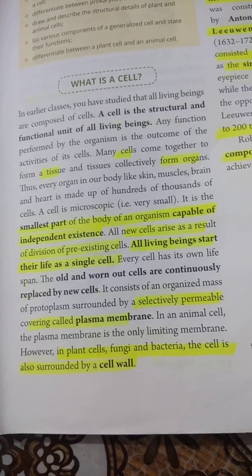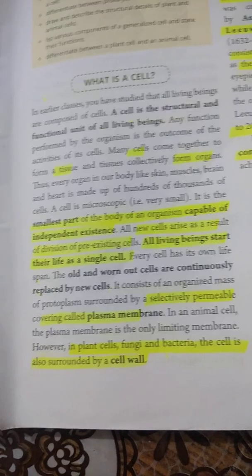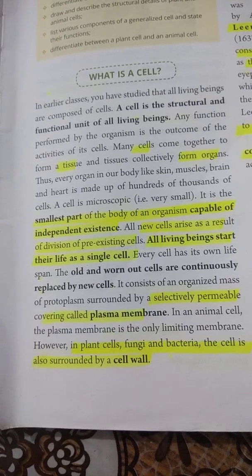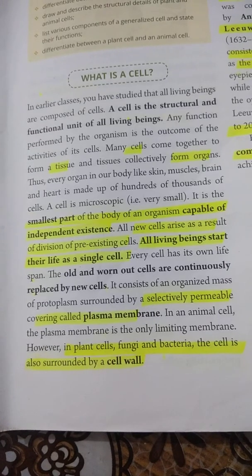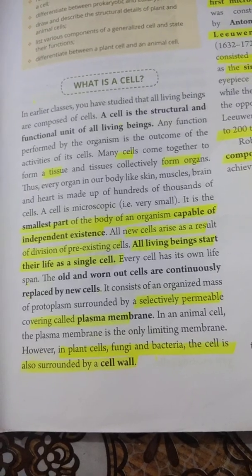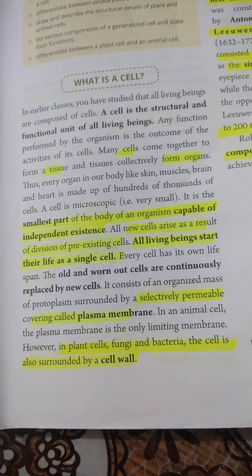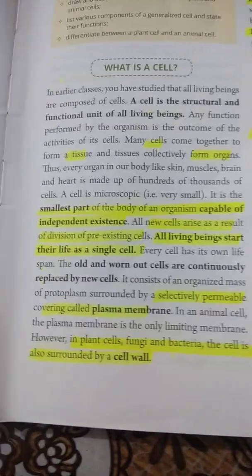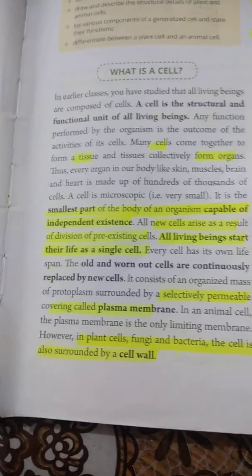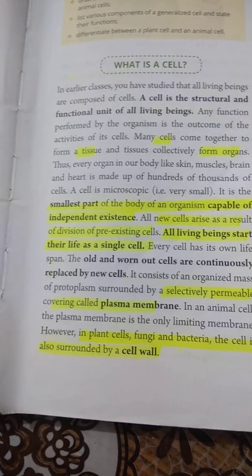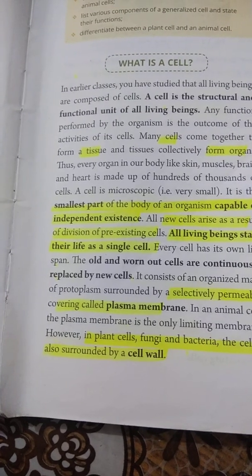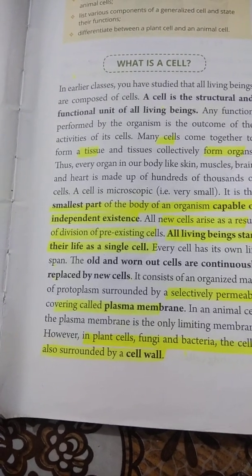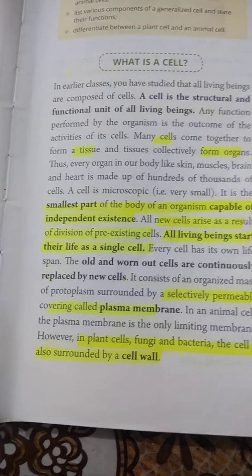This is the cell theory: all living beings are made up of cells, the cell is the structural and functional unit, and new cells arise from pre-existing cells. The basic structure of the cell is the cell membrane, cytoplasm, and nucleus. Meaning these are the three parts which you will find in every cell. So these are the basic structure of the cell.